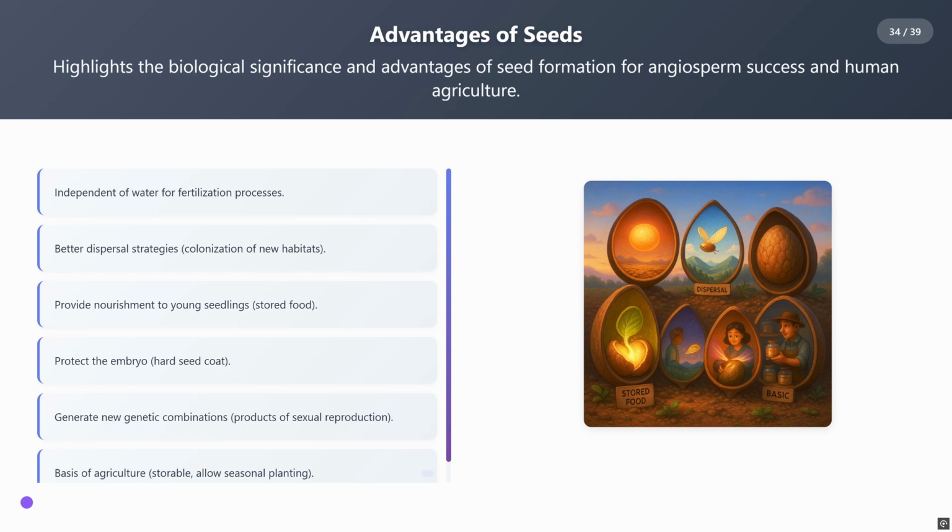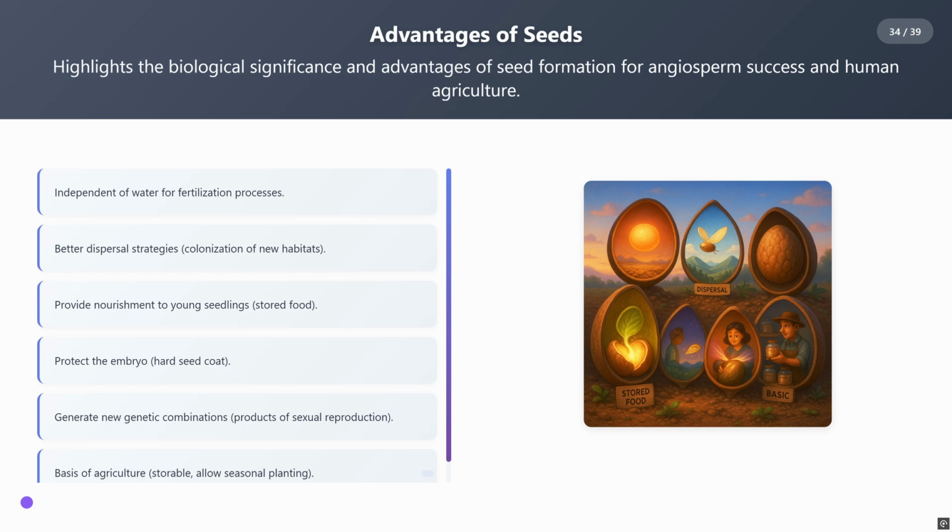Better dispersal. Makes sense. Then there's the stored food. The endosperm, or the cotyledons, provide essential nourishment to the young seedling during germination, giving it a head start until it can establish itself and begin making its own food through photosynthesis. Built-in food supply. The hard seed coat provides excellent protection to the vulnerable embryo inside, shielding it from physical damage, dehydration, and even pathogens. And crucially, because seeds are the product of sexual reproduction involving meiosis and fertilization, they generate new genetic combinations, leading to variation within the population. This variation is the raw material for adaptation and evolution. Protection and genetic variation. Absolutely.